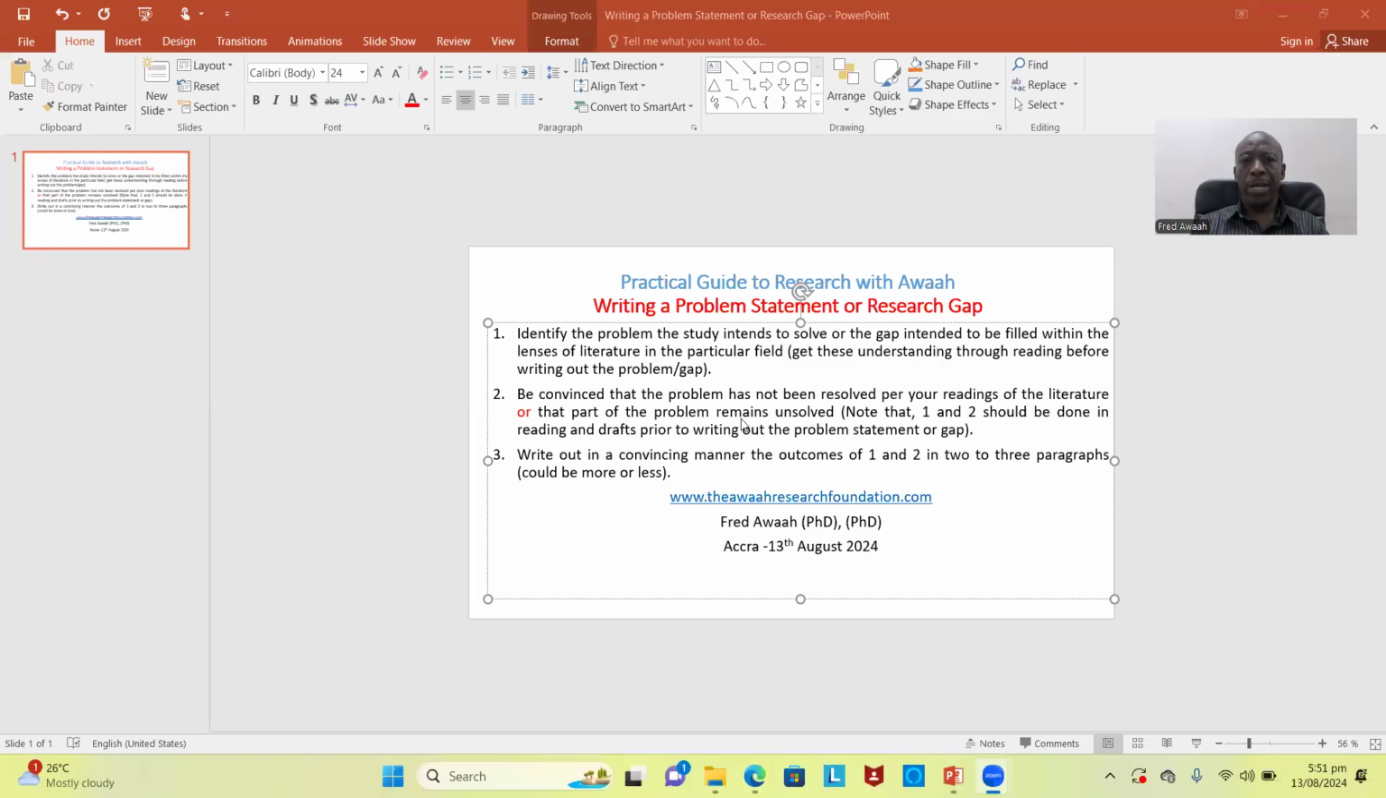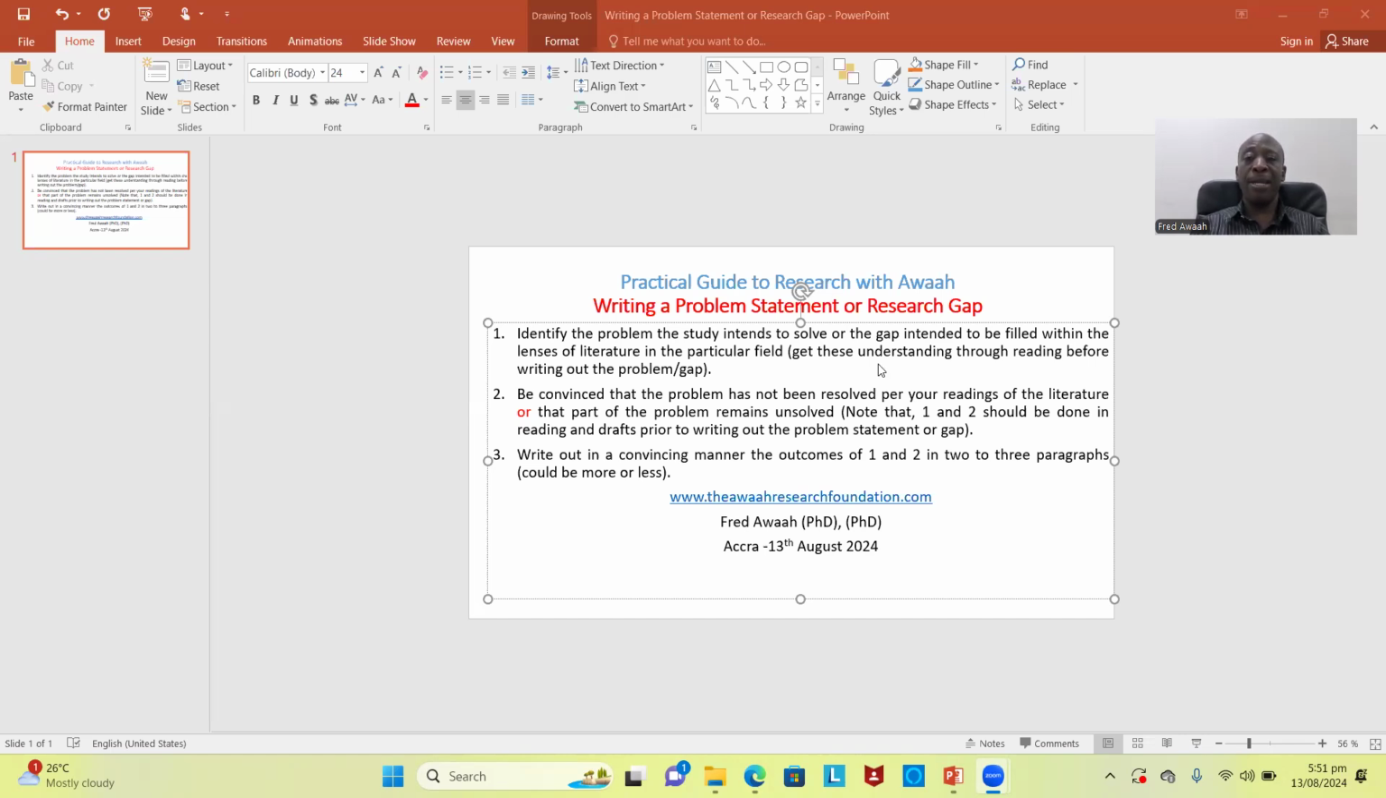In today's edition, we'll be looking at writing a problem statement or research gap. Now, to write a good problem statement or a research gap, it is important that usually you first identify the problem that the study intends to solve, or the gap intended to be filled within the lenses of literature in the particular field. That is, get this understanding through reading before writing out the problem statement.